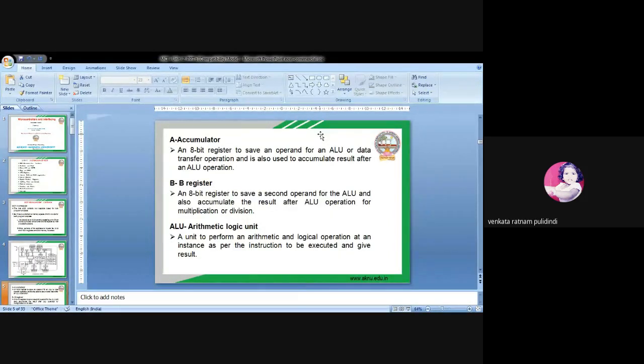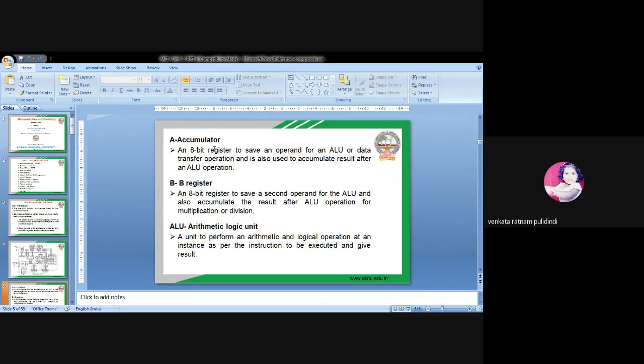So first one is the accumulator. The accumulator is an 8-bit register to save the operand while operating arithmetic and logic operations or sometimes data transfer operations. For example, we operate one instruction, MOV A, B. The instruction itself is divided into two parts. One is the opcode and the other one is the operand. Operand is nothing but the data to be operated.